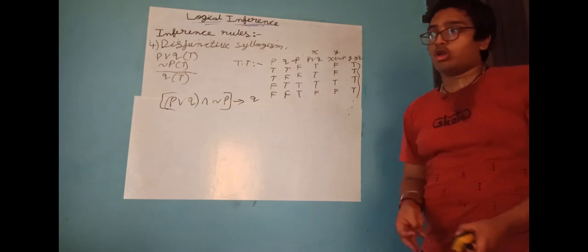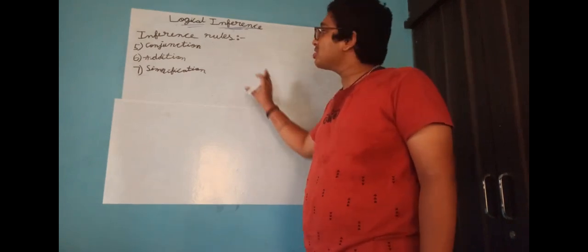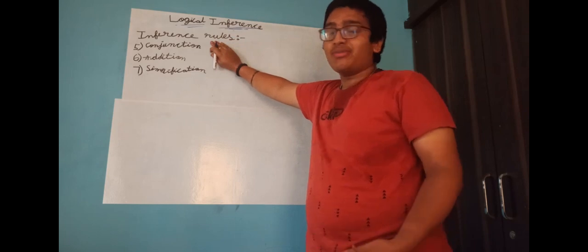Up to here you make a note of it. Yeah. Till now we have seen 4 rules. These are the remaining 3 rules. With this we complete the inference rules and we will start problems.